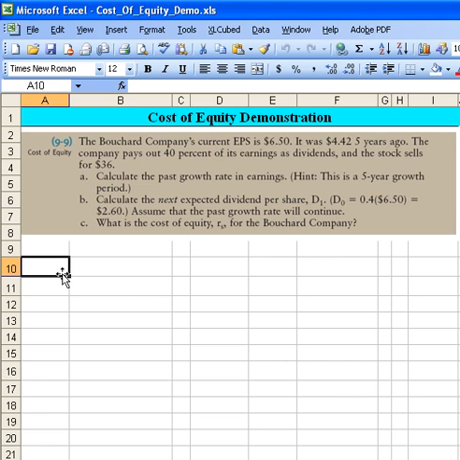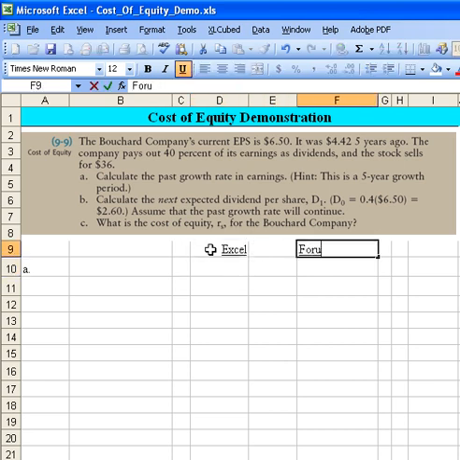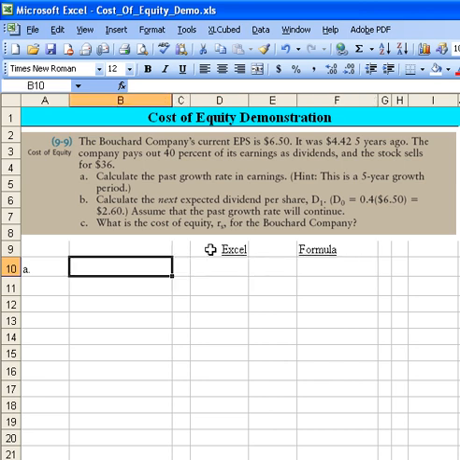So let's tackle part A first, which asks us to calculate the past growth rate in earnings. And they provide a hint that this is a 5-year growth period. Okay, I'm going to solve this problem a couple ways. I'm going to solve it using Excel, and then I'm going to solve at least this portion of the problem using a formula.